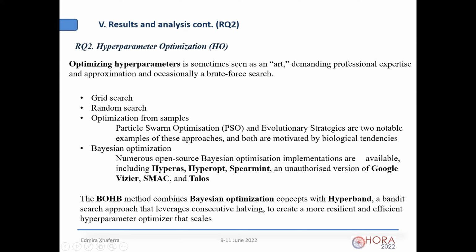Bayesian optimization has appeared as the cutting-edge optimization methodology for automated machine learning applications. Bayesian optimization is an iterative and probabilistic technique composed of two fundamental mechanisms: an acquisition function and a surrogate model. Numerous open source Bayesian optimization implementations are available, including HyperRAS, HyperOpt, Spearmint, a version of Google Vizier, SMAC, and Talos.